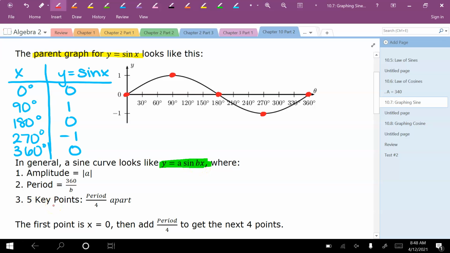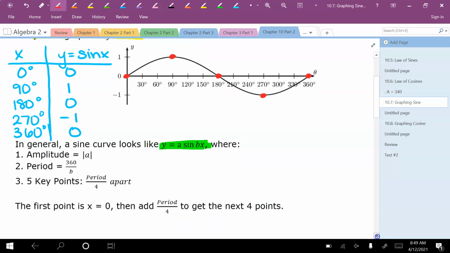Then the third thing is to find 5 key points that we can graph. To do that, after you found your period from step 2, you divide that by 4, and that'll tell you how far apart they are. So when you're labeling your graph, that tells you how far apart your degrees should be. On that parent graph, they're all 90 degrees apart, because 0 to 90, 90 to 180, 180 to 270 are all intervals of 90 degrees. But you could have intervals of 30 degrees, 45 degrees, 60 degrees. It can change depending on what the function looks like.